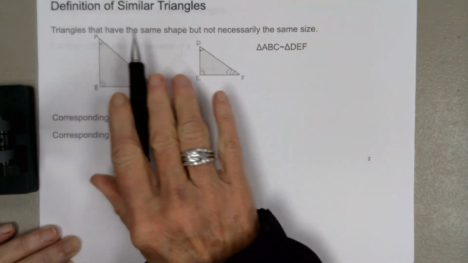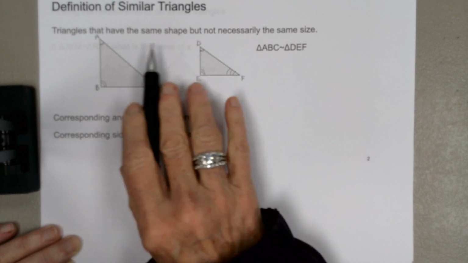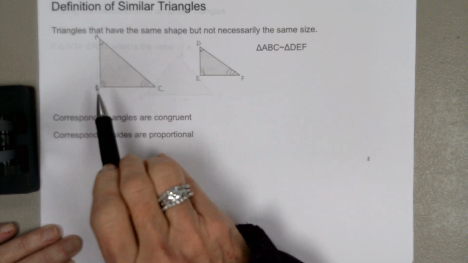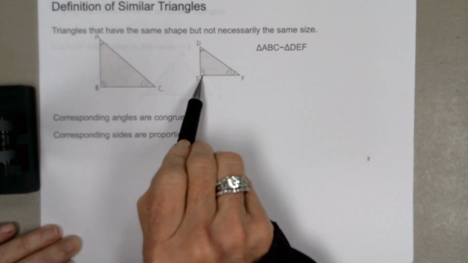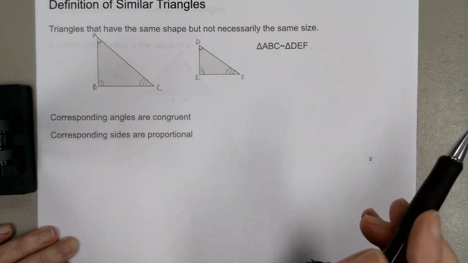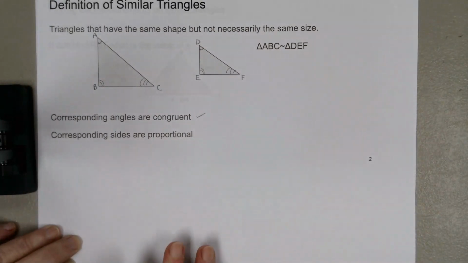Notice how the arcs match. This has one arc, and it is with D. They each have one mark, so I know that the measures of those angles are the same. The measures of these angles are the same. So that is one part of being a similar triangle.